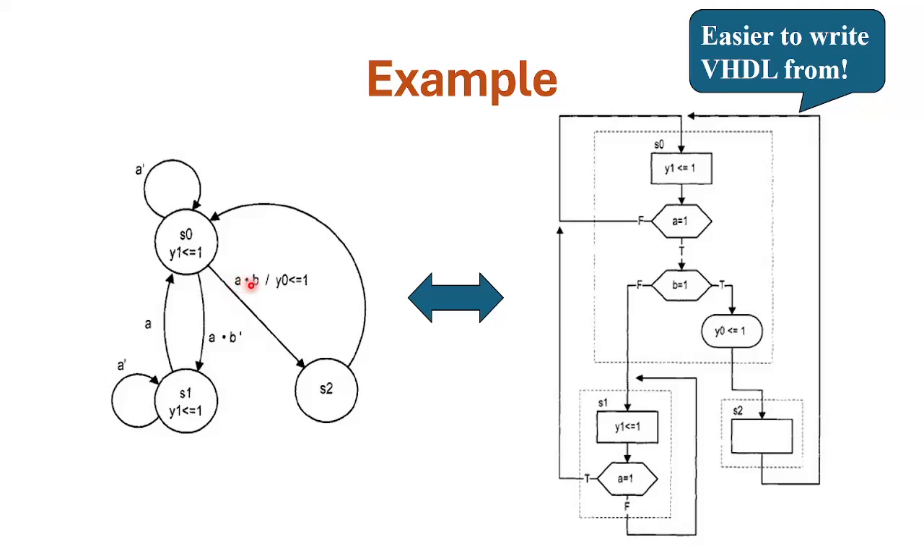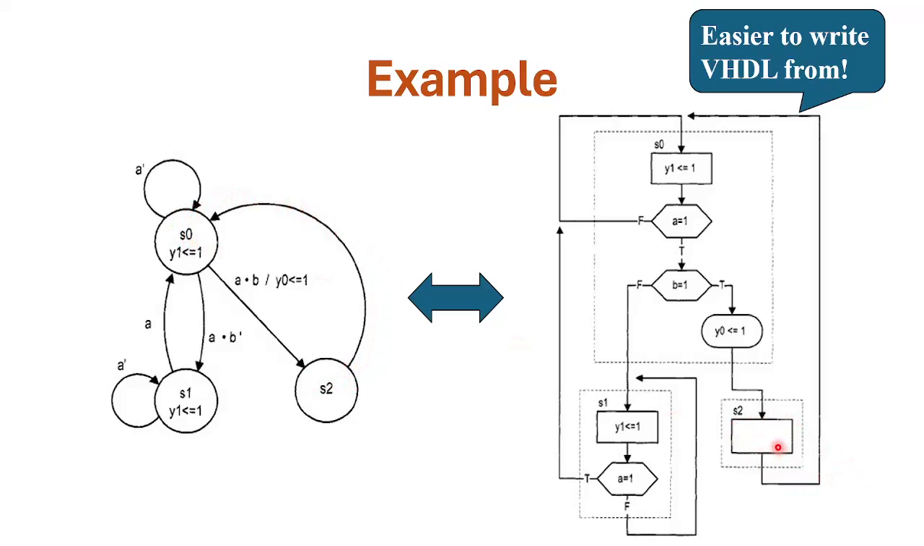A and B, when both are equal to 1, then this condition is satisfied, and we transition from this state to this state and assign 1 to the Mealy output Y0. And that is exactly the path through this box as shown here. State S2 is the simplest one. We don't do anything. This is a Mealy state out of which we unconditionally go back to state S0.